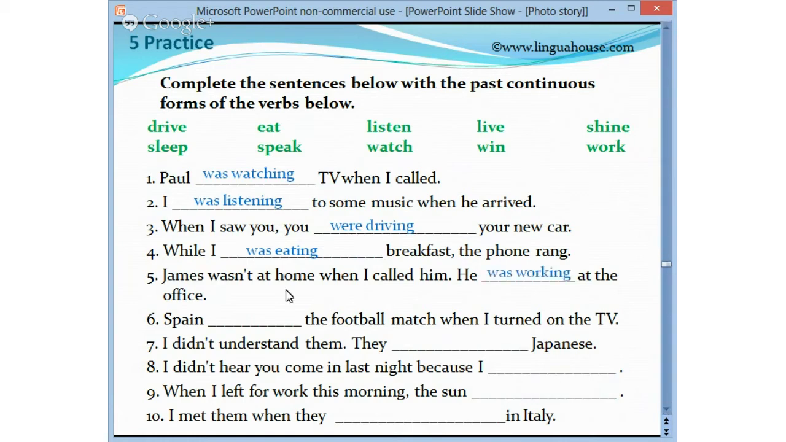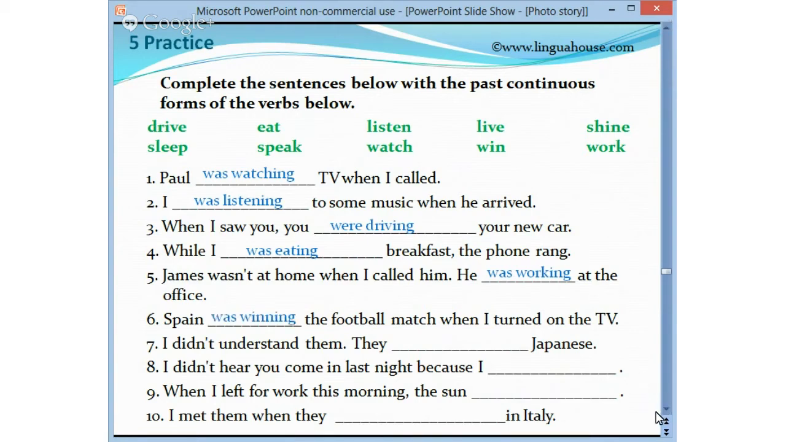Very good. Okay, this word here is a man's name, and this letter at the beginning is a J, and we say James. Can you say James, please? James. Okay, good try. All right. Luis, number six. Spain was winning the football match when I turned on the TV. Good.